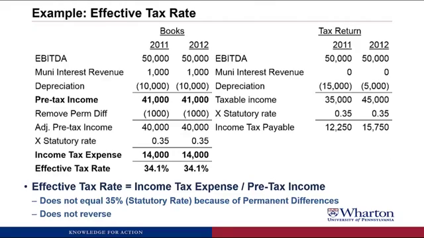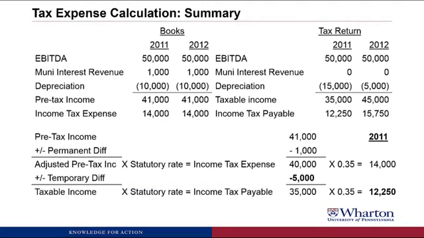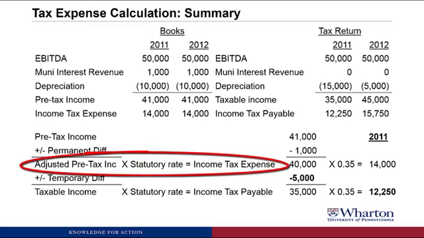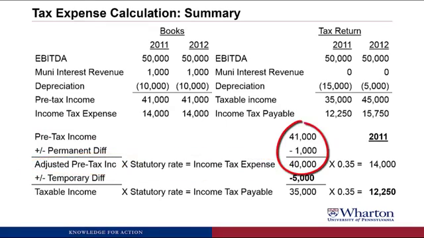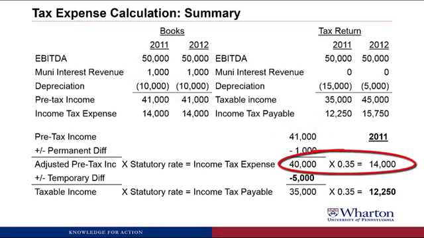Okay, I'm just going to wrap this video up with a quick overview summary slide of how all this stuff works. So pre-tax income on the financial statements, on the books, if you take out the permanent differences, you get adjusted pre-tax income. You take that adjusted pre-tax income times the statutory rate, you get the income tax expense. So in 2011, $41,000 pre-tax income, subtract the $1,000 of permanent differences to get $40,000 of adjusted pre-tax income, times 35% gives you $14,000 of income tax expense.